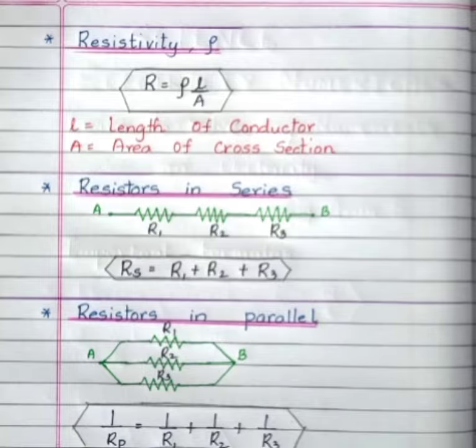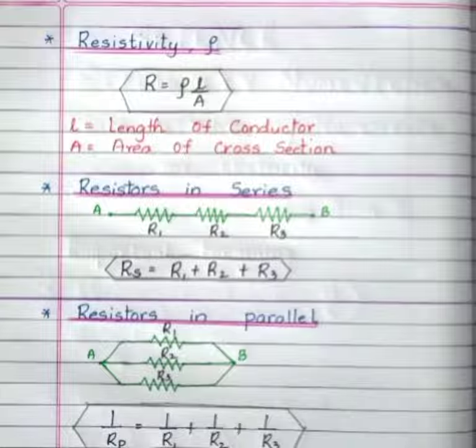When resistors are connected in series, the total resistance is given by Rs equals R1 plus R2 plus R3. Just you need to add the resistors value. Therefore, you will get the total or effective resistance.